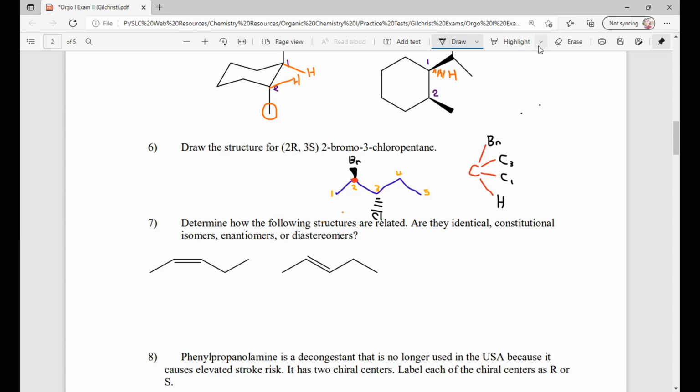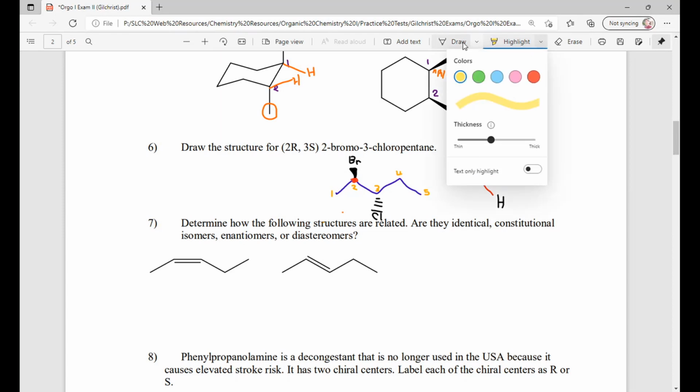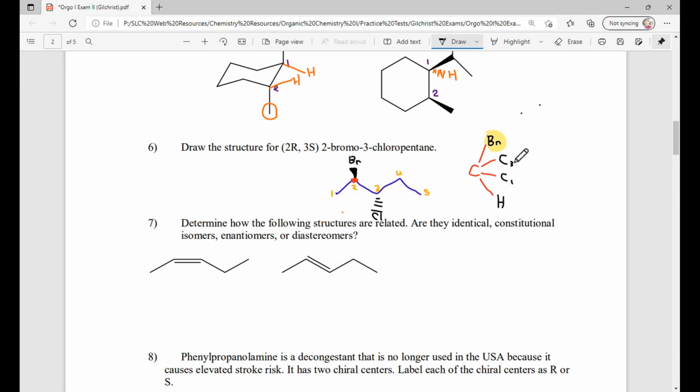Now I know that with the ones given here, bromine is already my highest priority group. That's number 1, right? And I know hydrogen's my lowest priority group. But as far as figuring out between 3 and 1, you guys figured it out pretty easily because it's relatively simple here. But in cases where it'd be more complicated, where there's more branching and more extended chain, what you would do is you'd keep going. You'd go to the next level.